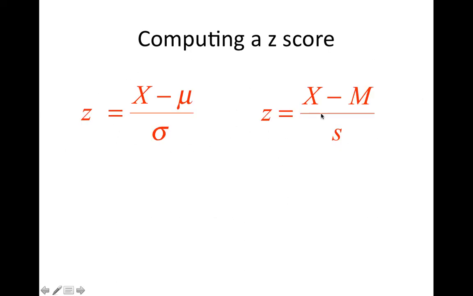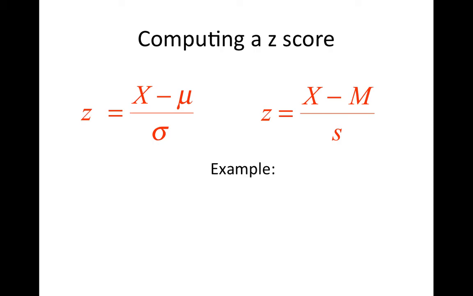Here are the two formulas for computing z-scores. If you're dealing with a population, then you're going to be using the population parameters, mu, which is the population mean, and sigma, which is the population standard deviation. If you're dealing with a sample, you're going to use this formula, which is nearly identical. You're going to use the unbiased estimates of the central tendency, M, and the unbiased estimate of variance or standard deviation, S.